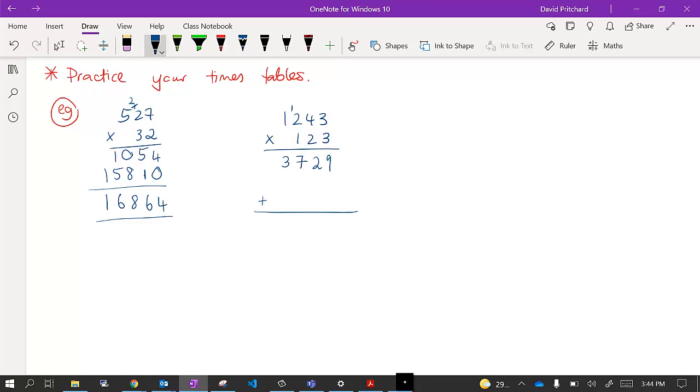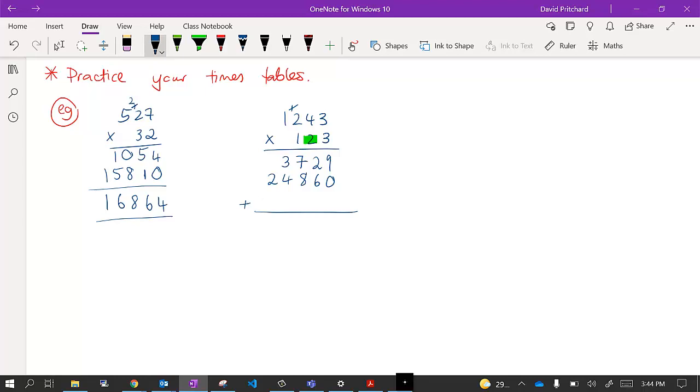Right, we're now into the tens column. So we're looking at the 2. So we put our 0 here. And we got 2 times 3 is 6. 2 times 4 is 8. 2 times 2 is 4. And 2 times 1 is 2.